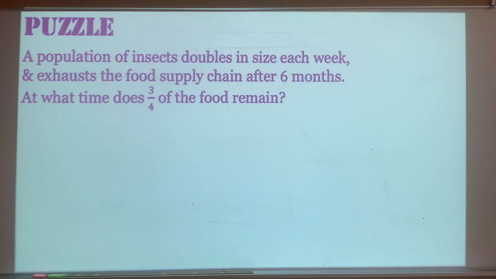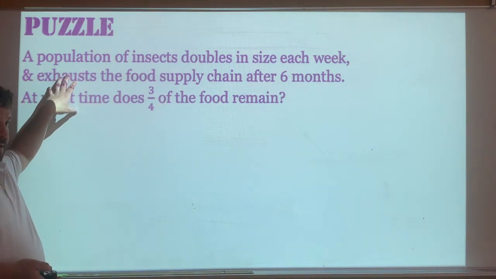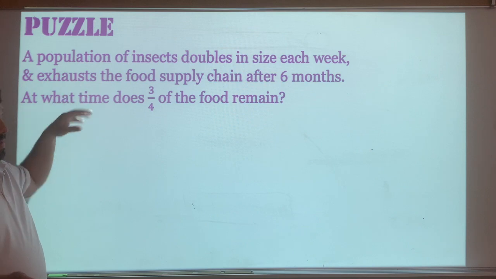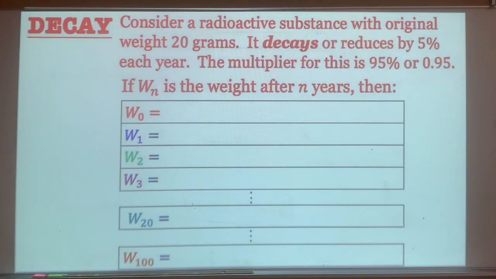But what the puzzle is explaining is the population of insects doubles in size every week and exhausts its food supply after 6 months. At what time does 3/4 of the food remain? So we could set up an equation and solve this that we'll probably do in class, but I'm not gonna go over it because this is more of a group exercise, okay? And we have a lot of stuff to cover.